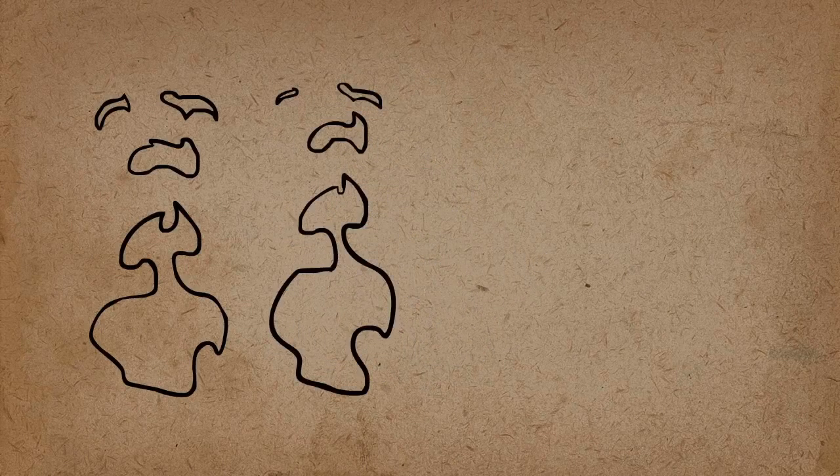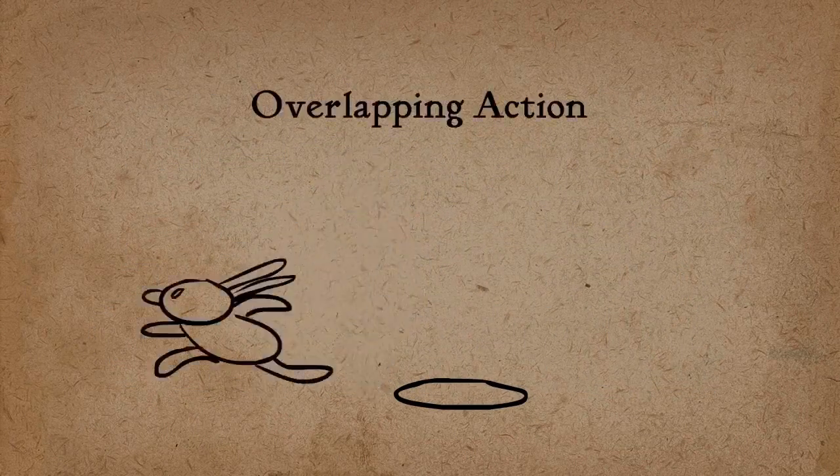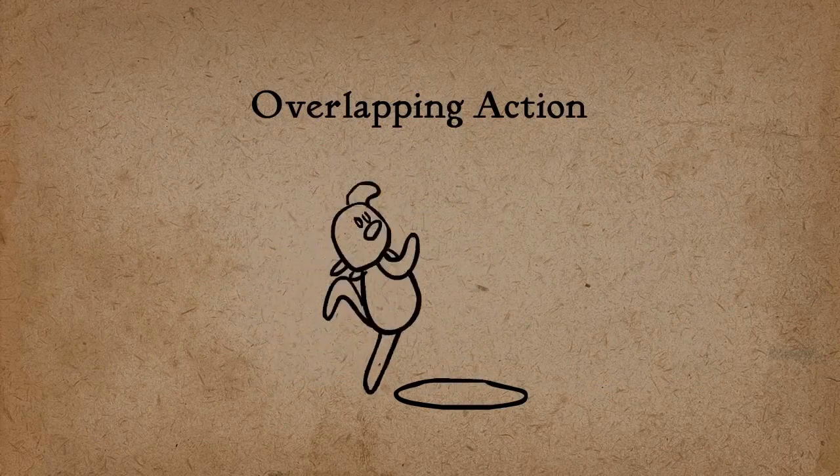However, you can still use pose to pose to make the general shapes and fill it in between to make it smoother. Another example of unpredictable animation is overlapping action, which will be covered in depth in the next video.